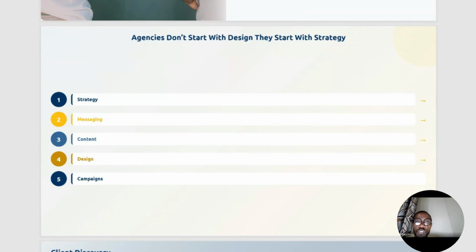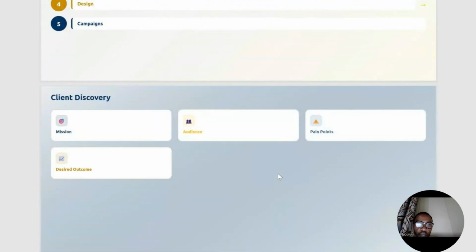You have to talk strategy. You have to understand how the messaging needs to be done. Then that informs the content, then that informs the designs, then that informs the campaigns. So it's a cascade. At the first level, you're talking strategy. At the bottom of it, you're talking the real execution, which is running campaigns.